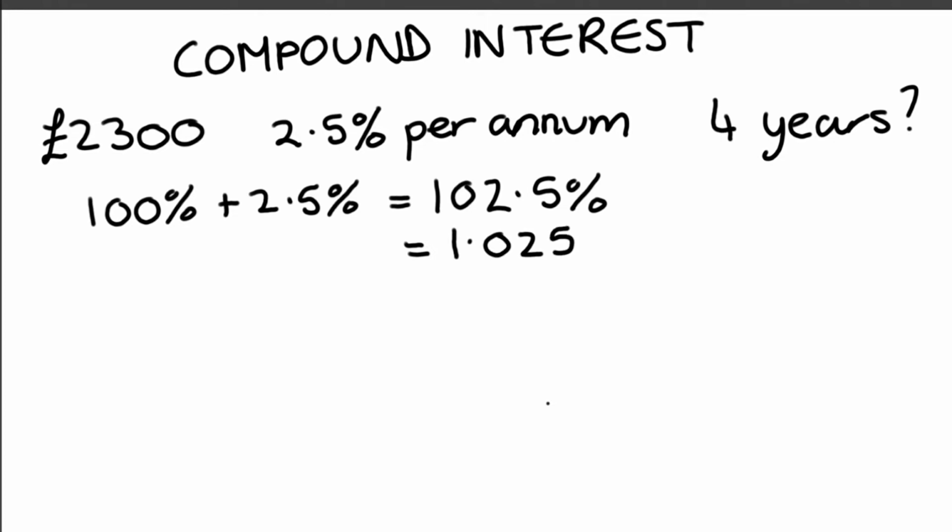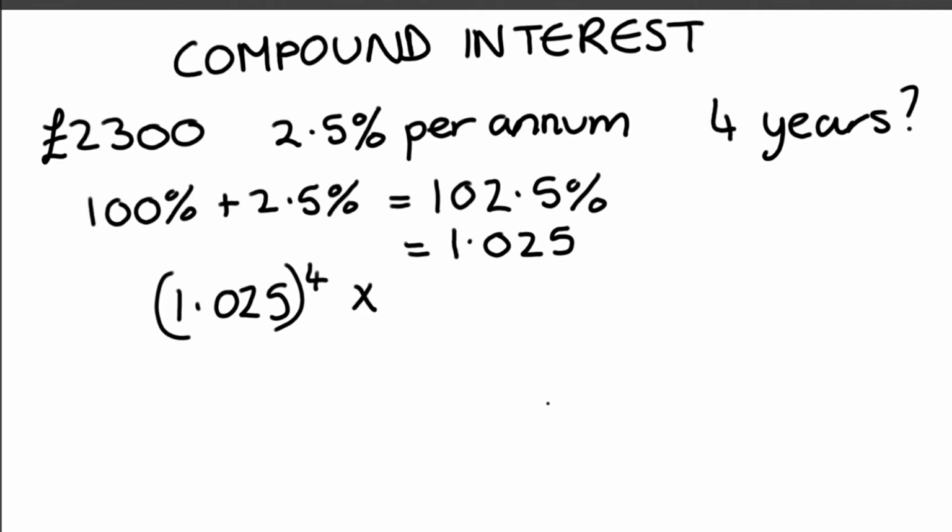Next, what we do is we use that multiplier in a bracket to the power of our time. In this case, our time is in years, so it'll be a 4, because we want to know what it's going to be worth after 4 years. Sometimes your time will be in months or days or weeks or even hours. It just depends what the question's in. Because ours was per annum, our time frame had to be years.